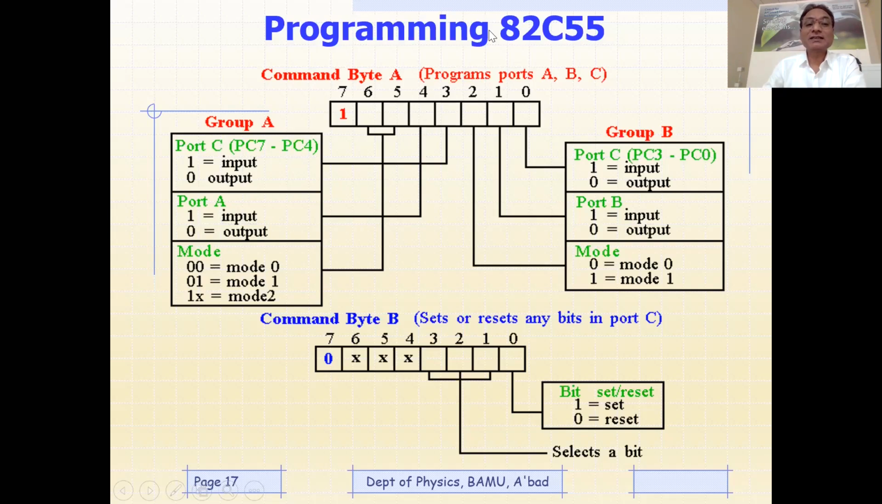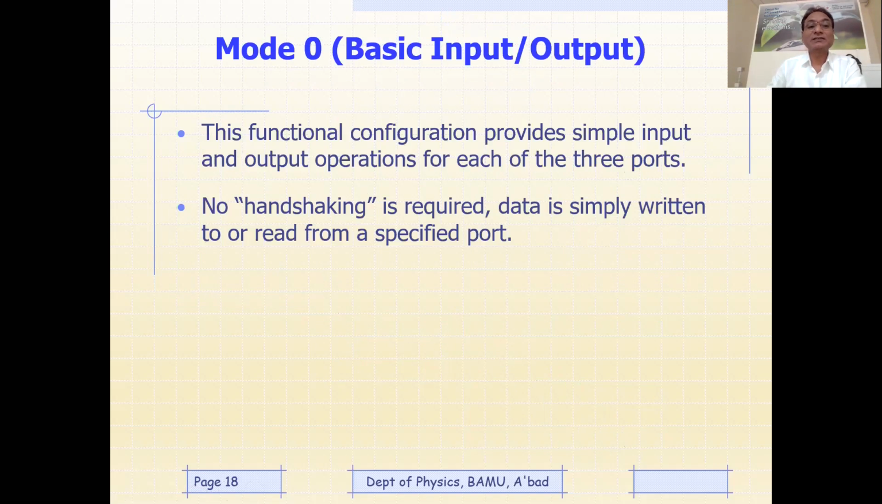It means command byte A will be responsible for IO mode. Command byte B will be responsible for BSR mode. So again, let me repeat. If the D7 bit is 0, it is BSR mode. If the D7 bit is 1, it is IO mode. So accordingly, this is the diagram by which we can program 8255, right? We are going to discuss various problems as well, how to program 8255. I'm going to take some examples at the end of this as well.